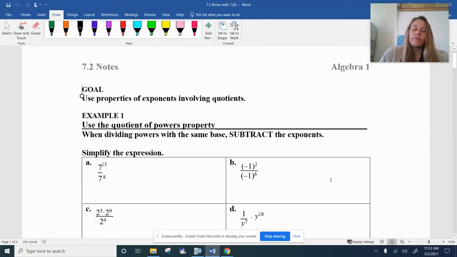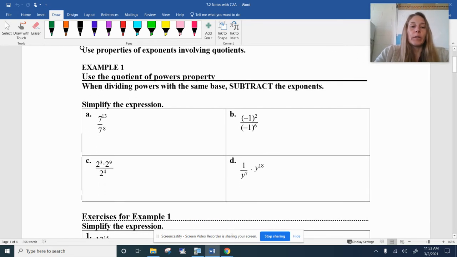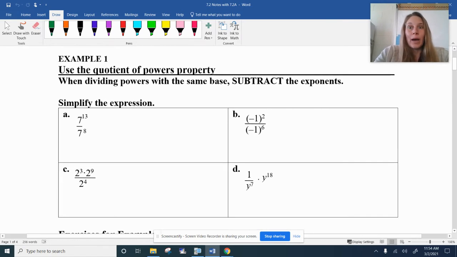Lesson, we are going to continue with some of the properties of exponents, but today we're going to focus on the properties that involve quotients. So the first one we're going to go over is the quotient of powers property. This is when you're dividing two powers.